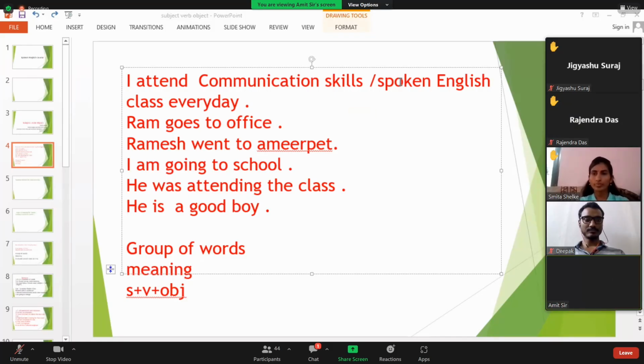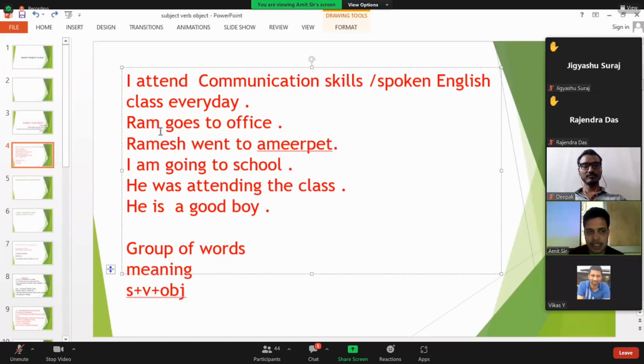Now let me tell you, from today, don't use translation. Why, I'll let you know. In case you translate, for example, let's say what is the meaning of this: Ramesh went to Amirpet. What is the meaning?